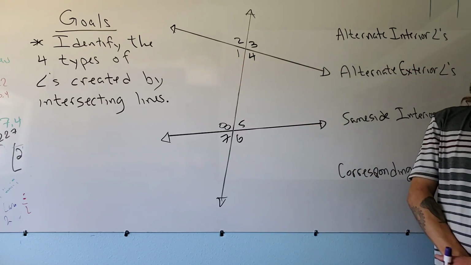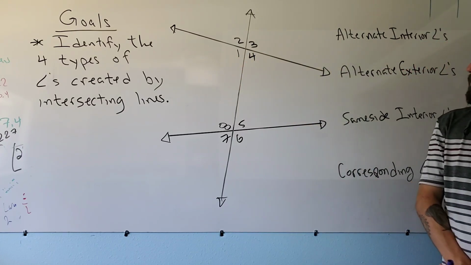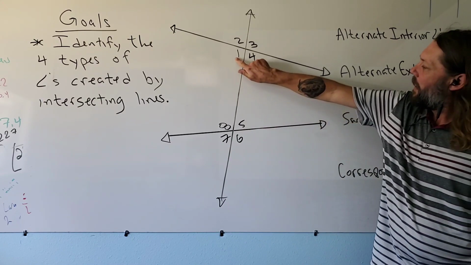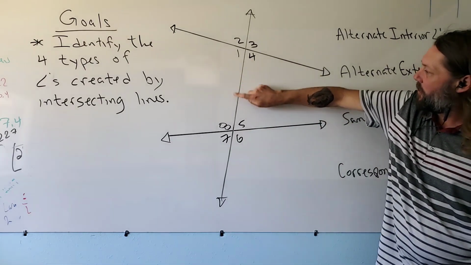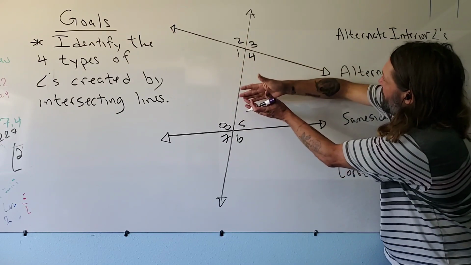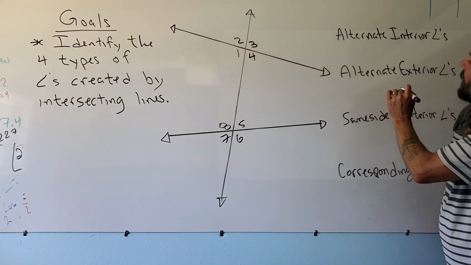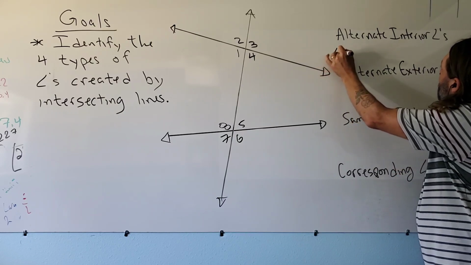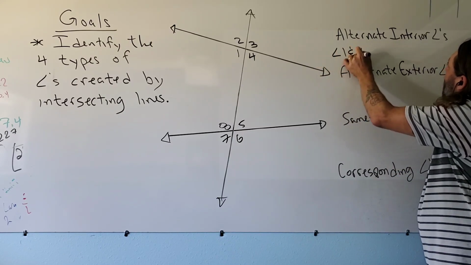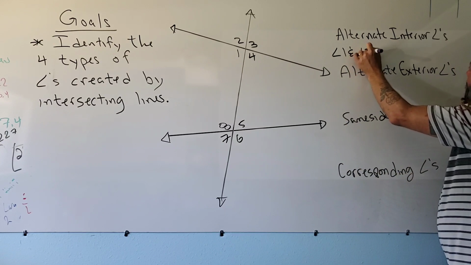Those are called linear pairs. We've talked about those. So it wouldn't be angle 1 and 4. It would be angle 1 and 5. These are called alternate interior angles. They're both in the interior and they're alternating sides. Okay, so angle 1 and angle 5, that is an example of alternate interior angles.